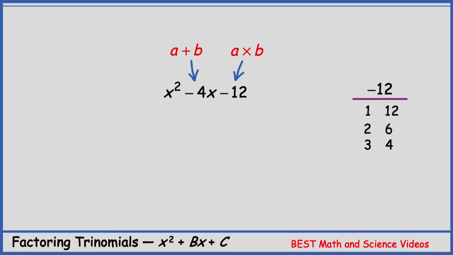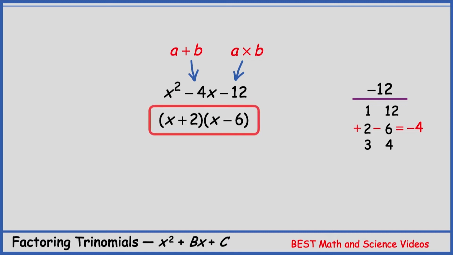If you check the pairs, you will see that only plus 2 and minus 6 gives negative 4. So these are the numbers you are looking for. The factored form of the trinomial is x plus 2 times x minus 6. And that's your answer. If you multiplied these, you would get the original trinomial.